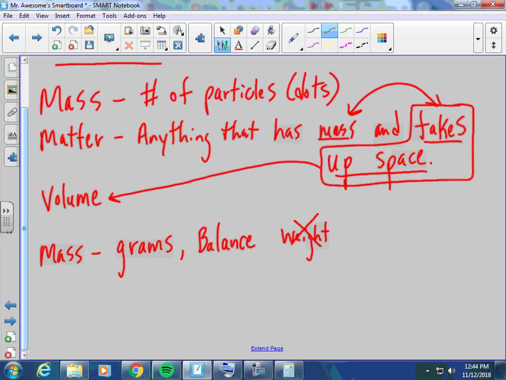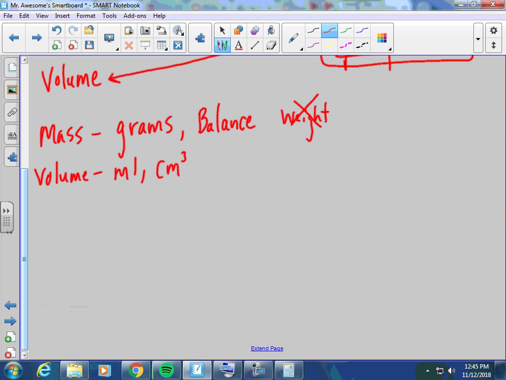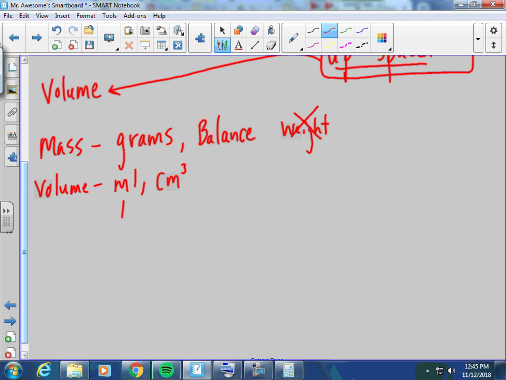What are units for volume? Okay, I heard milliliters, is that right? Okay. Cubic centimeters. All right, how do we find volume? Okay, so there's a couple different ways. That's why we have a couple different units here. So for volume, if I'm doing milliliters, that's probably because I used a graduated cylinder, like I would use if I was finding the volume of a liquid, or maybe I'm finding the volume of a solid using displacement.